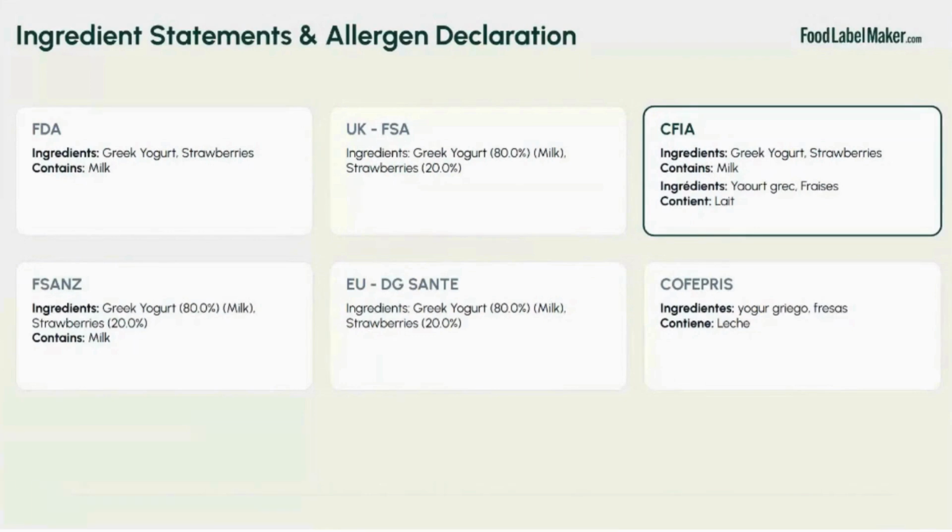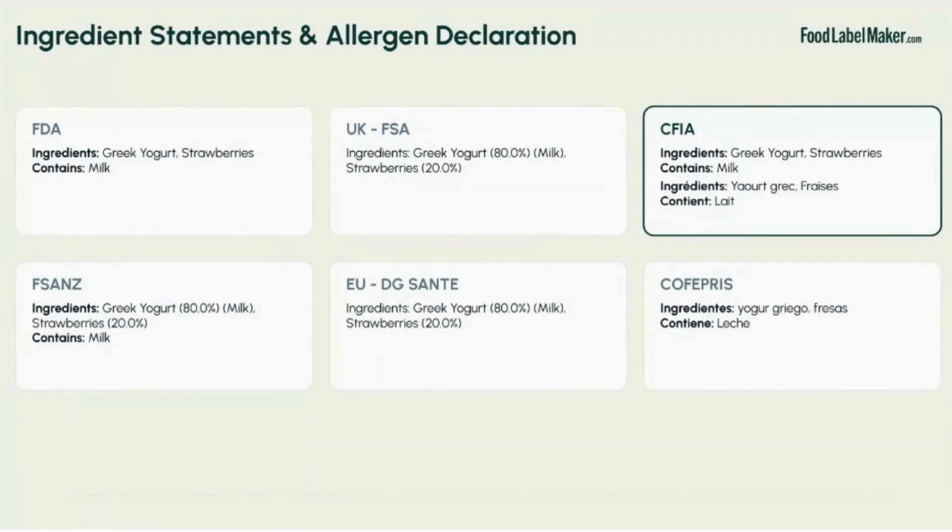We can also narrow it down to the sugar grouping for Canada and Mexico. So sugars should be grouped in the ingredient statement of these two markets. And yes, so this is for Canada and Mexico.